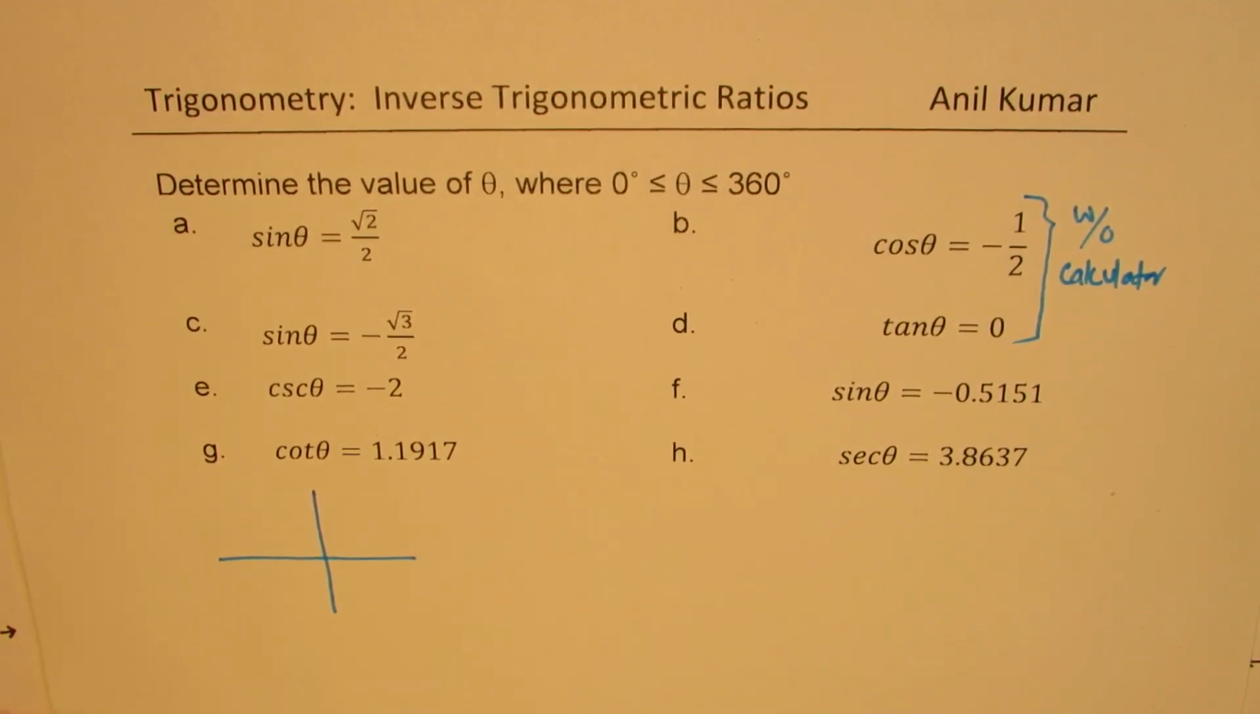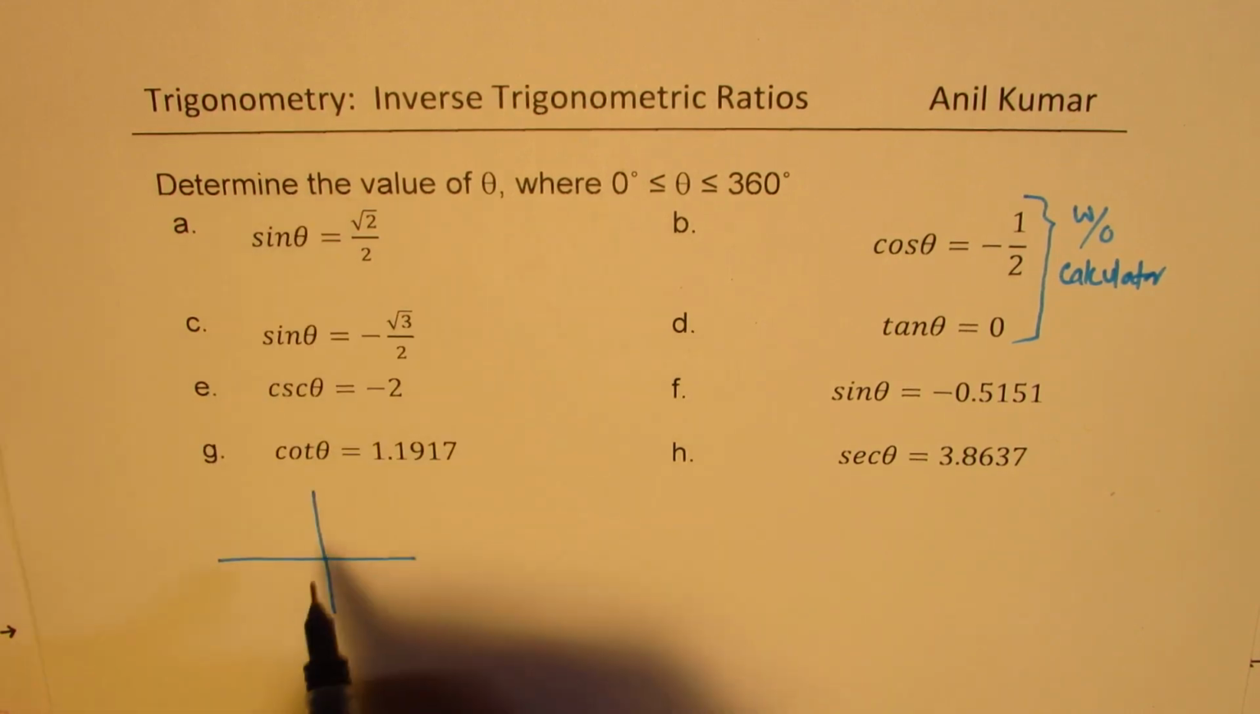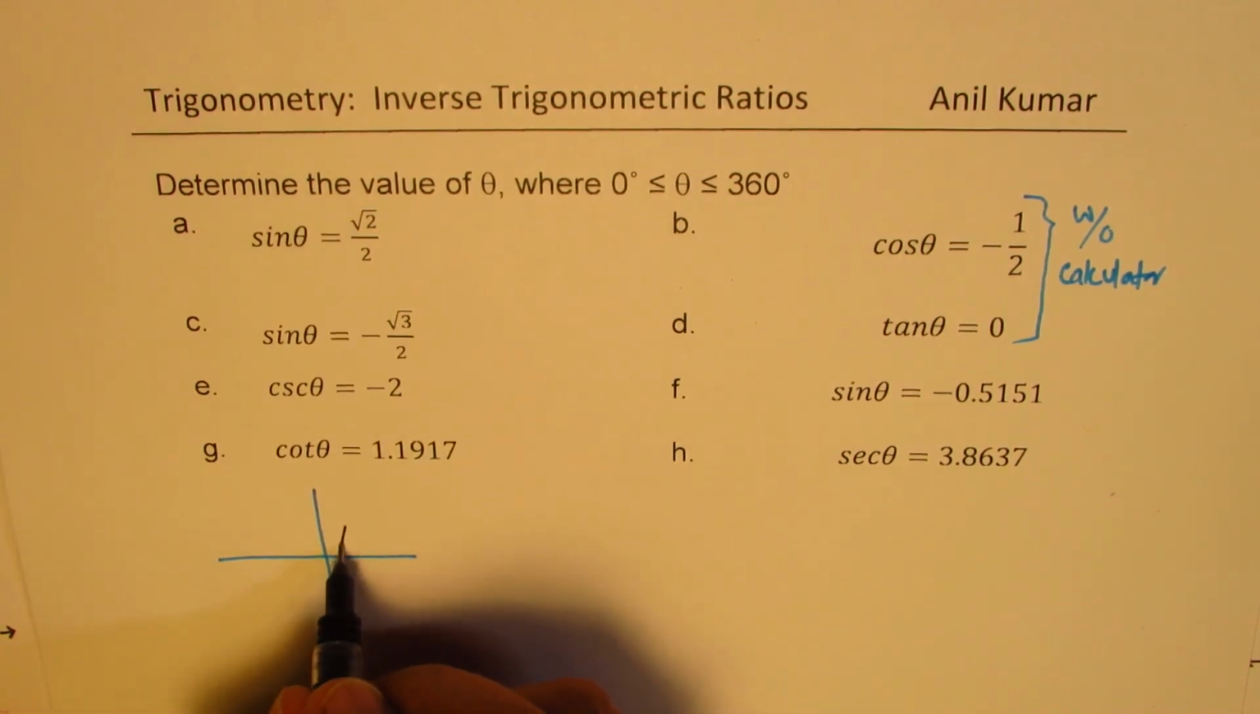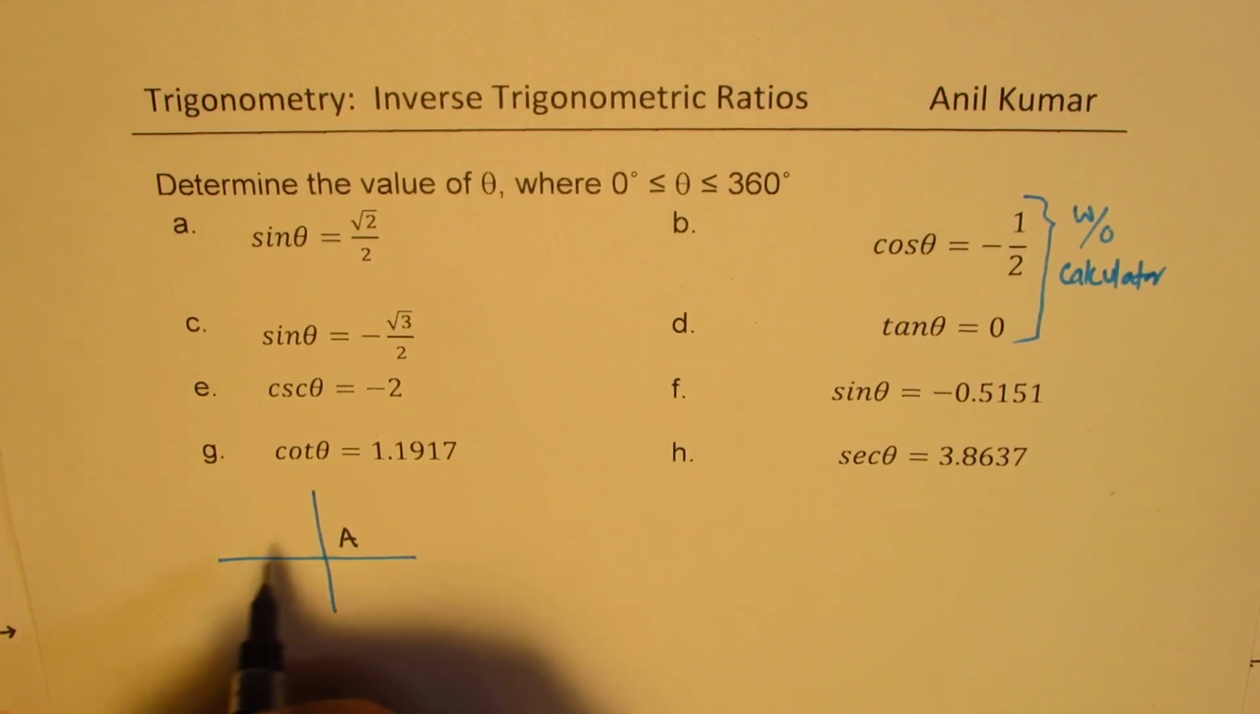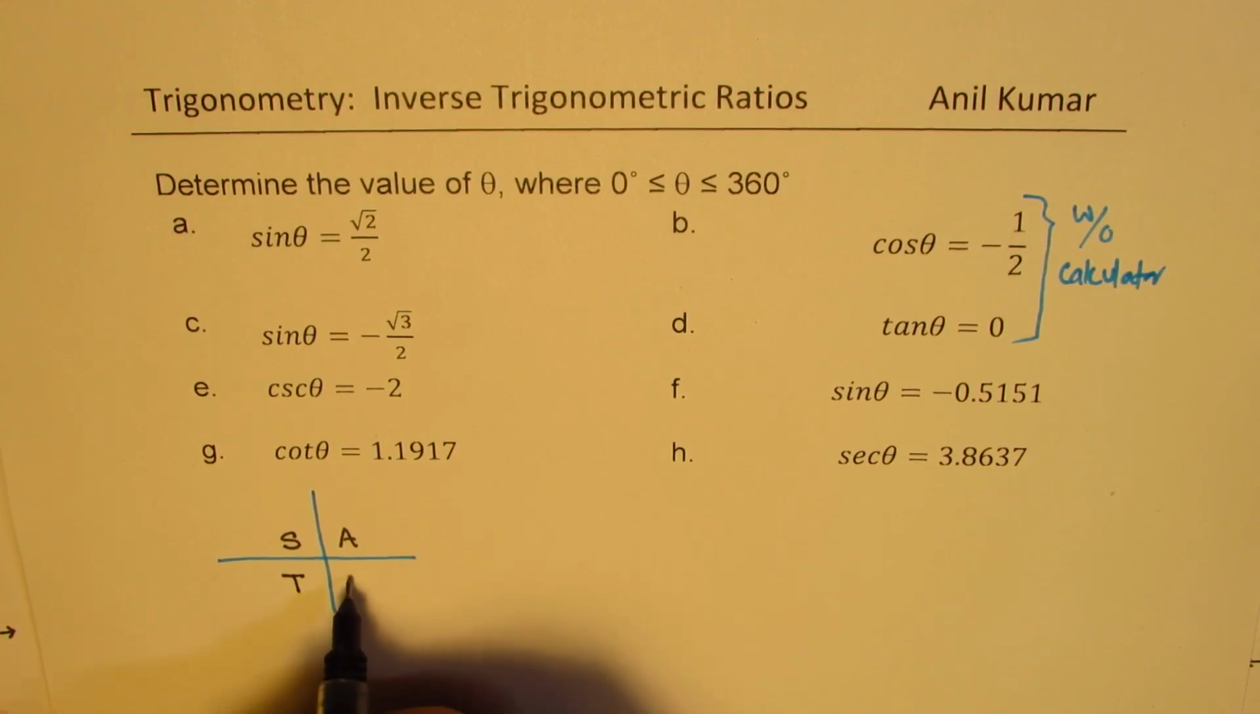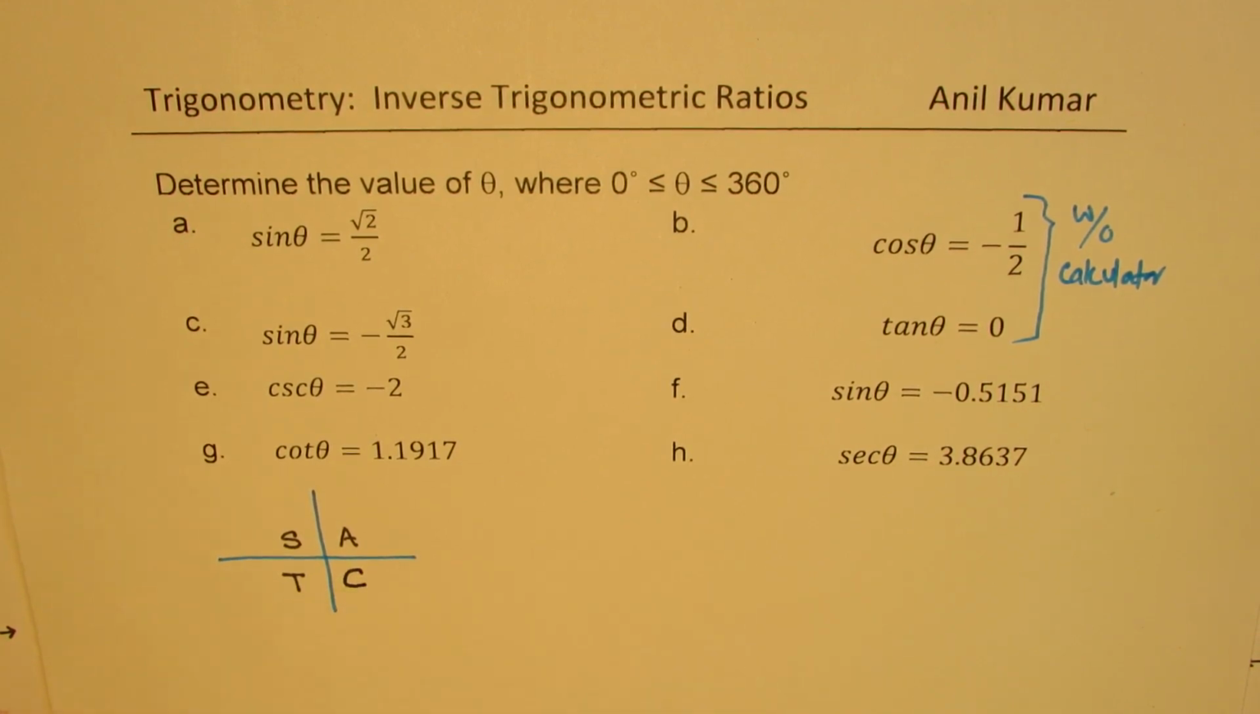the positive and negative values of trigonometric ratios: in quadrant 1, all are positive. In quadrant 2, sine is positive. In quadrant 3, tan is positive. And in quadrant 4, cosine is positive, right?